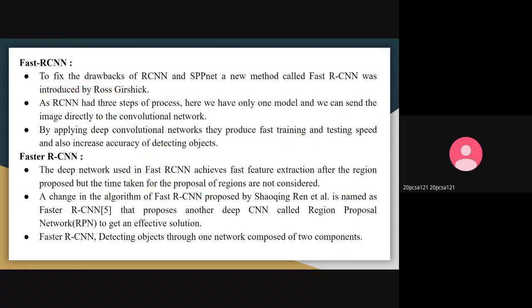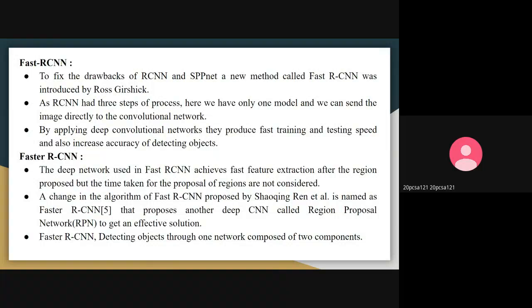Next is Fast RCNN. So RCNN had a few drawbacks, and those drawbacks were treated using SPP net. They had disadvantages too. To fix these disadvantages, a new method called Fast RCNN was introduced by Ross Girshick. The new improvement in this method is that instead of generating a rectangular box for all objects, it uses a selective search approach to generate a particular region of interest, simply called ROI. This segmentation is done on the basis of pixel depths in graph format.